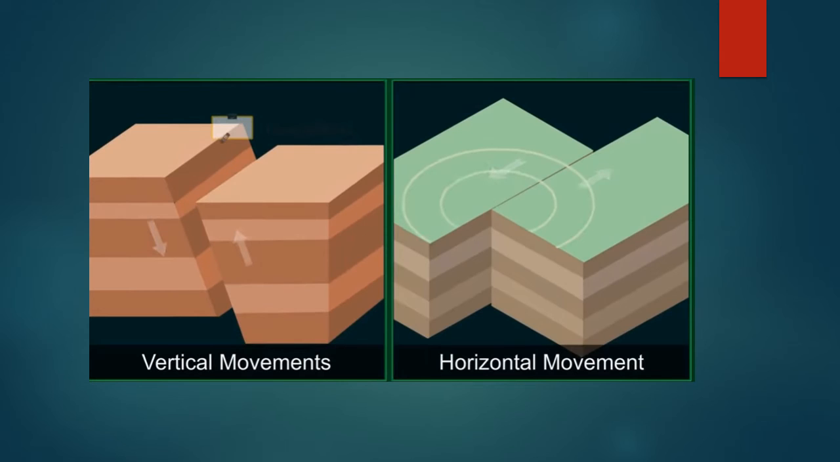Children, endogenic movements can be vertical. Can you see one going down, the other going up? Or they can be horizontal. They are sliding past each other. So there are two types of endogenic movements working inside the earth: vertical movements or horizontal movements.